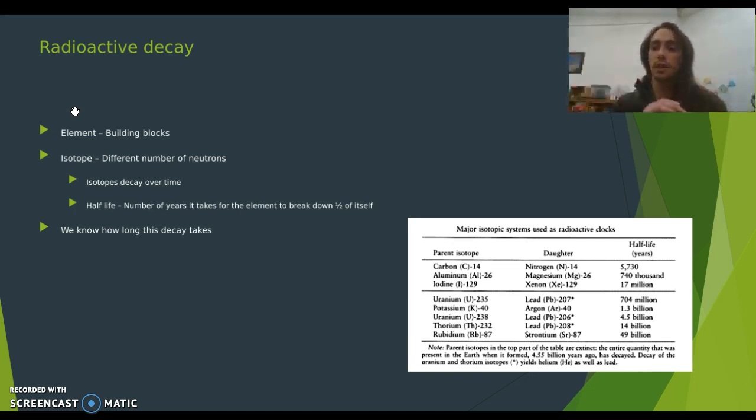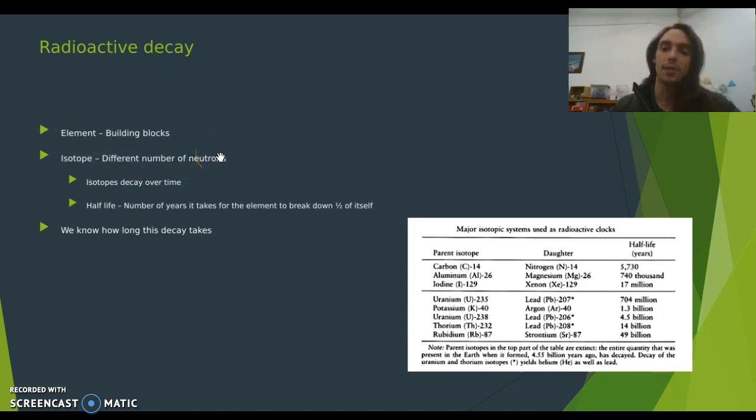Things are coming into it. It's just really things, elements in your body are moving off of you. They're decaying off of you, but other elements are coming in and combining with certain elements on you as well. So the idea of radioactive decay is that certain elements, which are the building blocks of all materials, have isotopes.